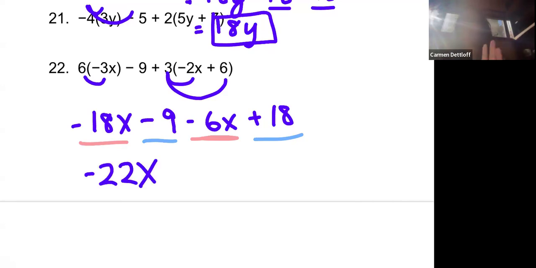Addition doesn't matter what order you do it in. So I'm mixing it up, putting the positive number first. Sometimes that's easier. And it gives me positive 9. And there we go. Final answer right there. Awesome.